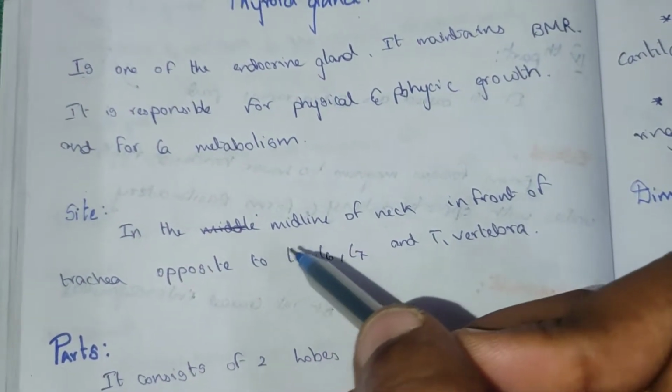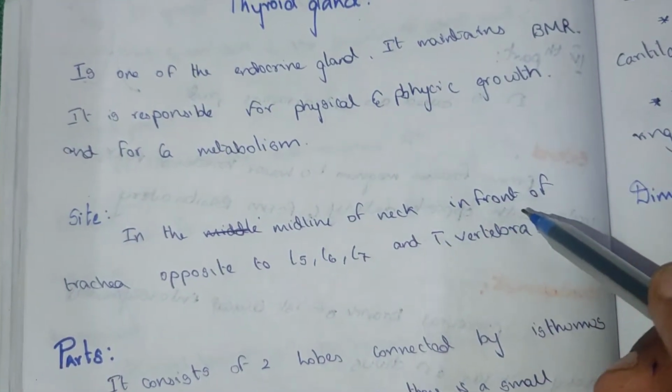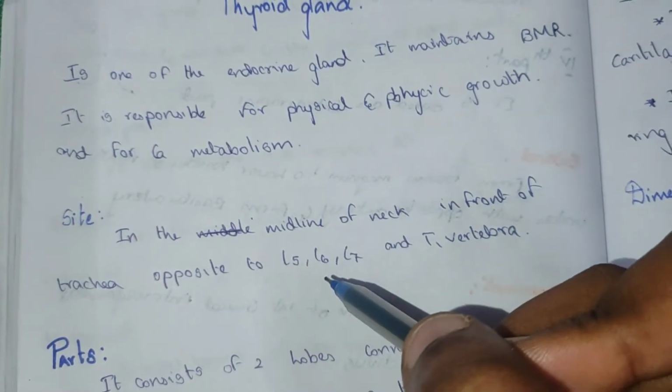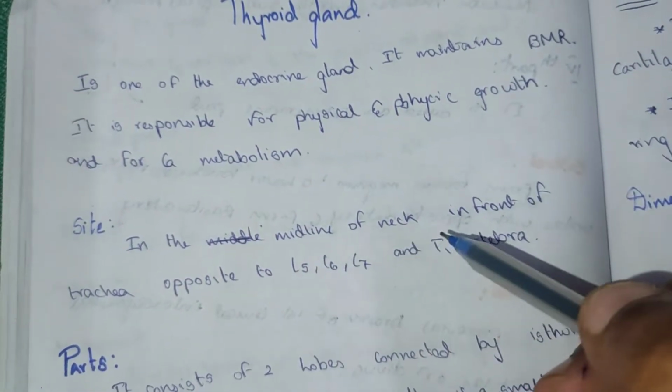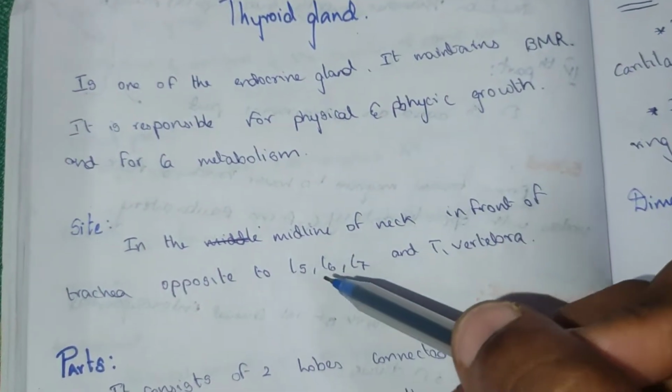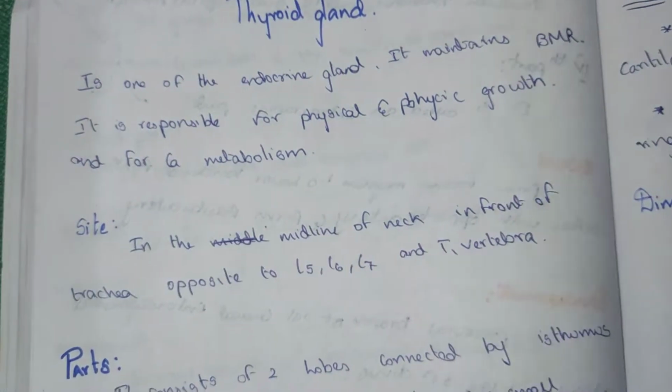Site. It is present in the midline of the neck, in front of the trachea, opposite to C5, C6, C7 and T1 vertebra.